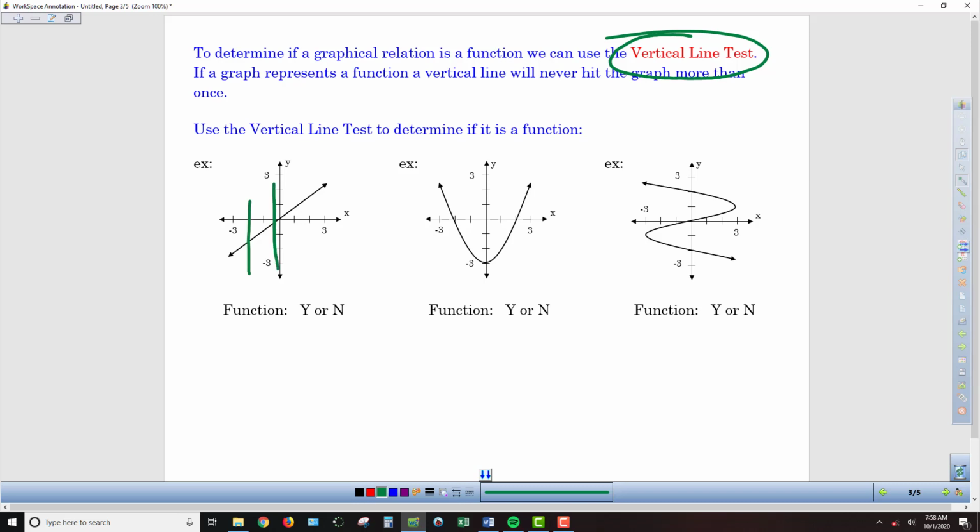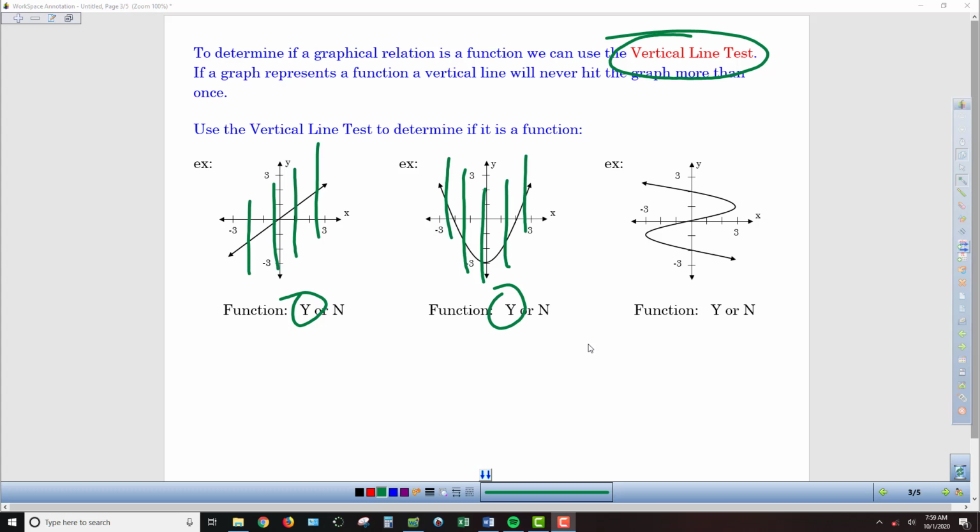On this first one here, I try, and there's no chance that I'm ever going to be able to hit that diagonal line twice with the same vertical line. So this one is a function. In the second example, with a vertically oriented parabola, I can try, but I can never hit the graph twice with the same vertical line. That means every input, every x-coordinate, only ever has one y-coordinate. So this one also is a function.